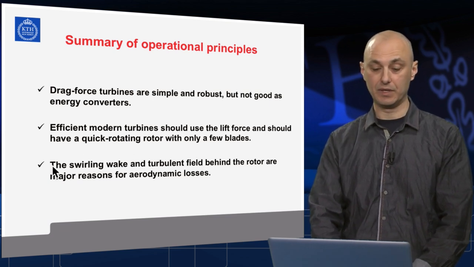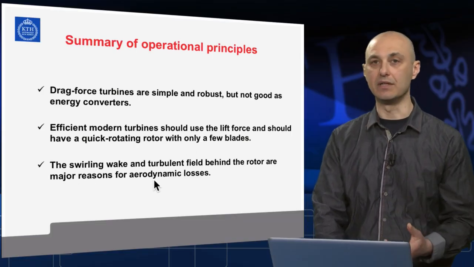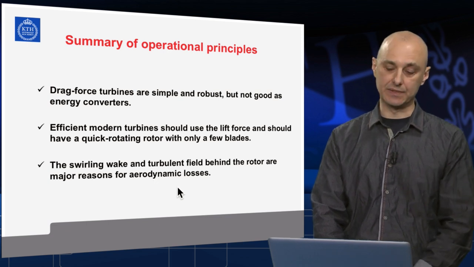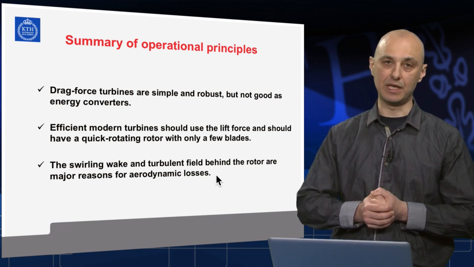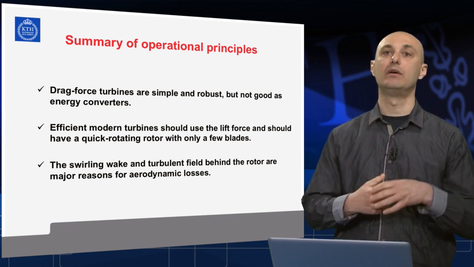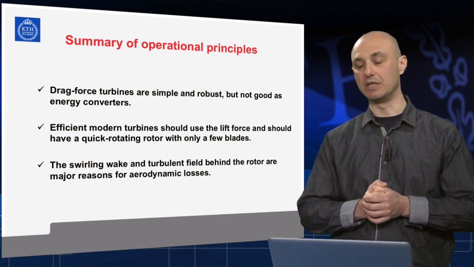The swirling wake and any kind of turbulent field behind the turbine means a loss. And actually this is the major aerodynamic loss that any kind of real device would experience. It can be minimized again by fast-moving, fast-rotating rotors. But there are also additional losses which we will look into in the next section.